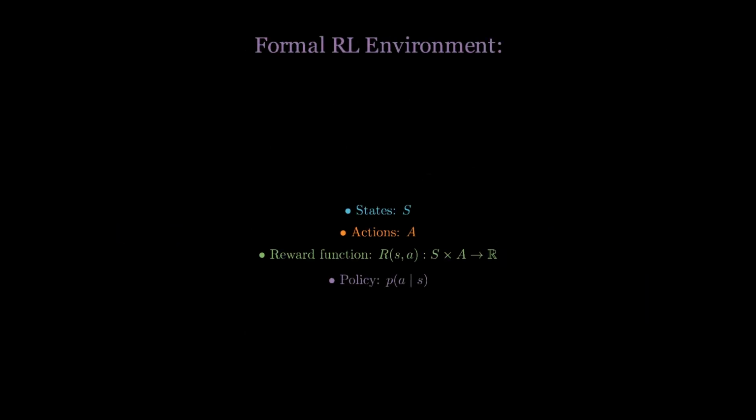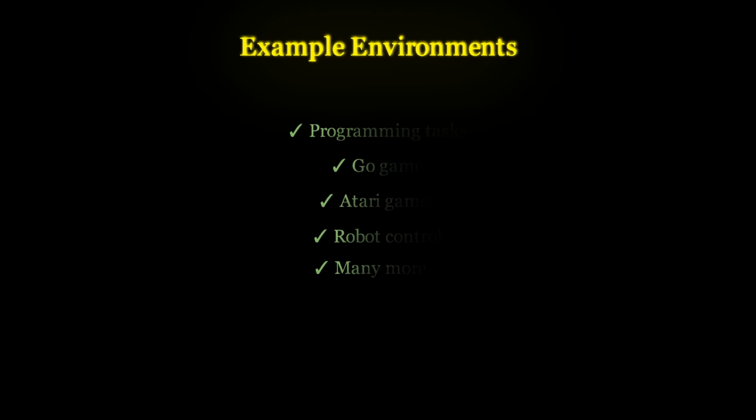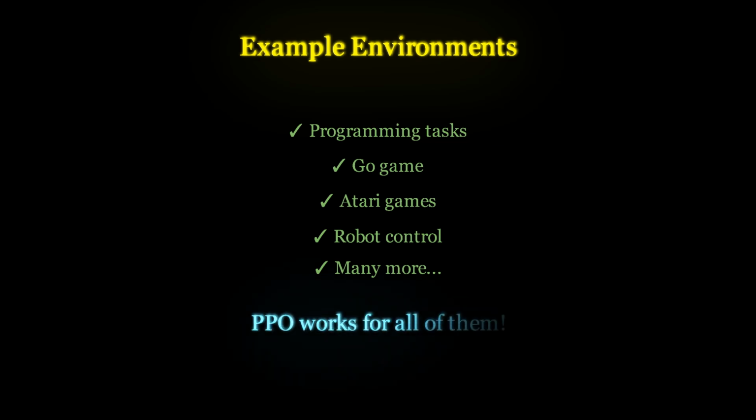Formally, an environment is given by a set of states, a set of actions the model can take, and a reward function which maps a state and an action to a reward. The model is a function which maps states to actions, and the goal is to maximize the sum of rewards. Our programming example, Go, the Atari games, and many other tasks can be expressed in this general framework of maximizing rewards in an environment. And our PPO algorithm can be used in any general environment.